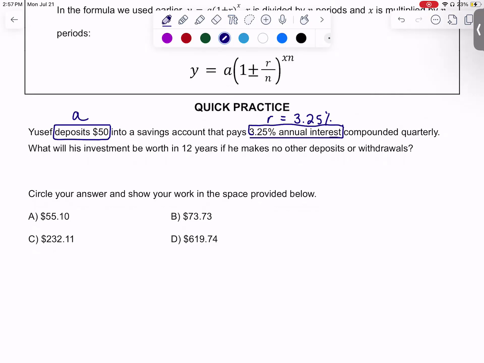But they're not going to pay this annual interest. Annual means every year. They're not going to pay this just once a year. They're compounding it quarterly. Underline that. Compounding quarterly means that n equals 4. Sorry, they're going to apply it 4 times. What will his investment be worth in 12 years if he chooses to go with this savings account and he doesn't touch it for 12 years? Our x value or our time is 12, or t is 12.